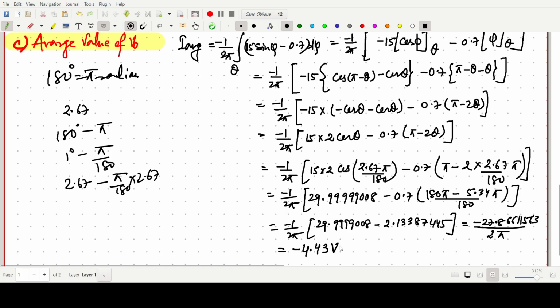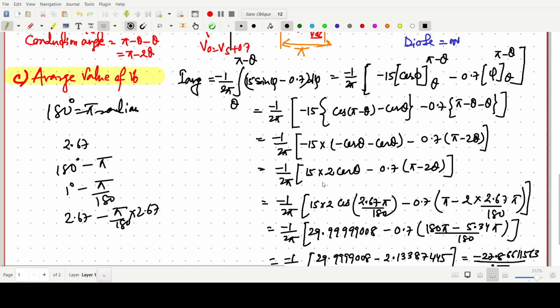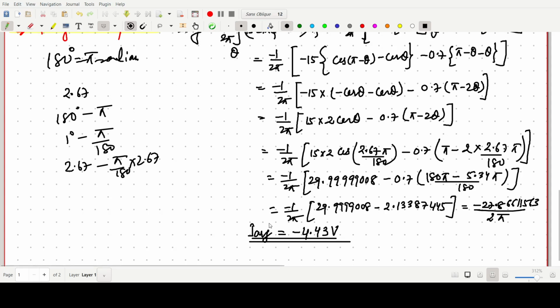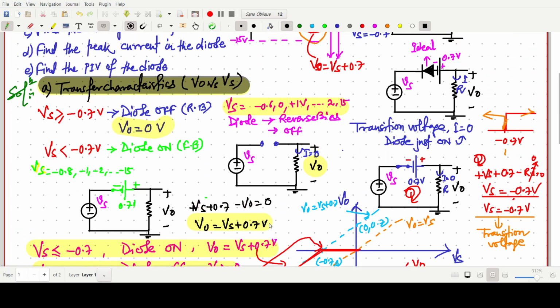So the average value will be minus 4.43 volts. It can be done using this concept: minus 1 by 2 pi, integrating from theta to pi minus theta of 15 sine phi, because theta is the lower limit and pi minus theta is the upper limit. So we integrate with this, and after solving everything in radians, we observe that the average value will be like this.